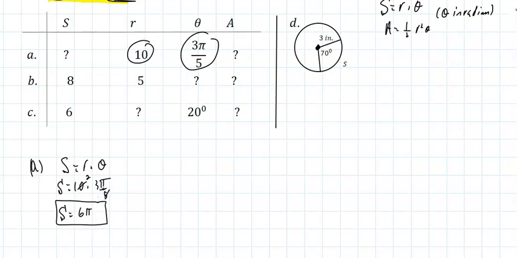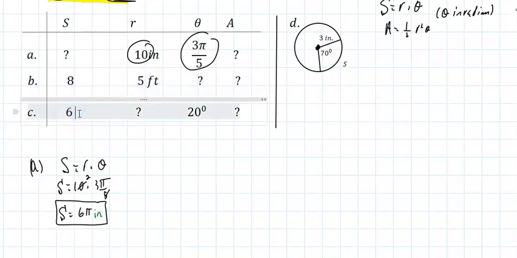If they gave me units, I would write it in. If they didn't, we just write it that way. Let's say this is in inches, so that would be in inches. And let's say this right here is in feet. This is in meters.